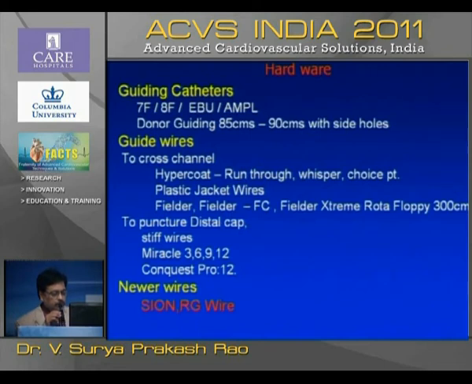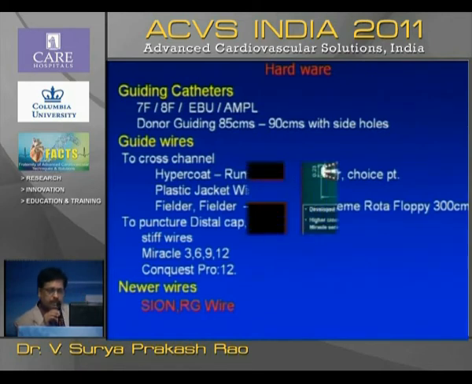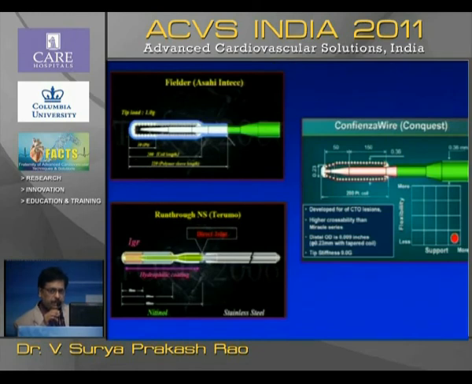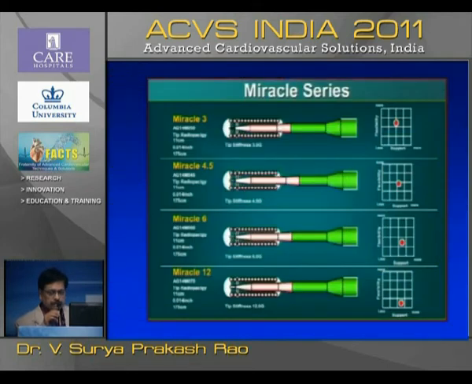And to cross, the hydrophilic-coated wires, Runthrough, plastic jacket wires, Fielder FC, XT, but most important nowadays is the Cyan wire, which is a very trackable, flexible wire available in India. The Conquest Pro or Confianza wire, the toughest wires, 12 grams and 20 grams, are there. These wires differ in tip strength, which is more important, and in trackability with the hydrophobic or hydrophilic coating. These are the two important points in these wires. You see the Miracle wires, all of you are aware of these Miracle wires, 3, 4.5, 6, 9, 12.